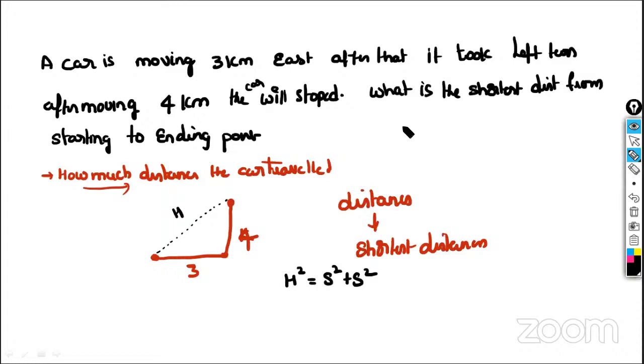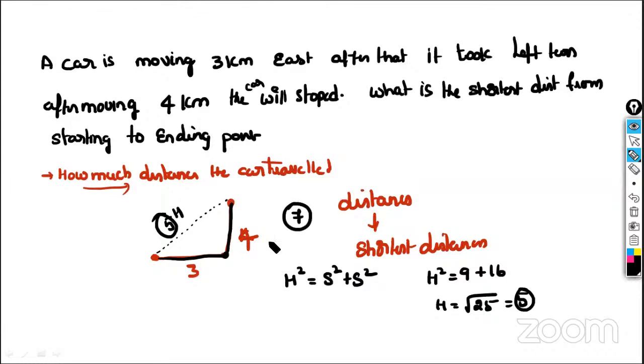So here, hypotenuse square is 3 square, how much? 9, and 4 square, 16. Hypotenuse is equal to root of 25, how much? 5. So the distance is 5. And for how much distance is traveled in total, we have to take the total distance. 3 plus 4, 7. Okay.